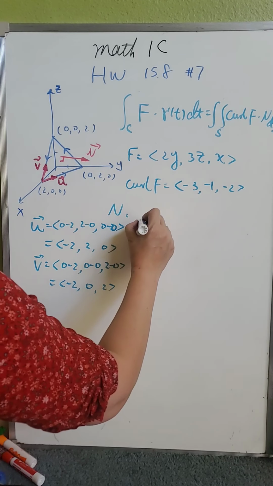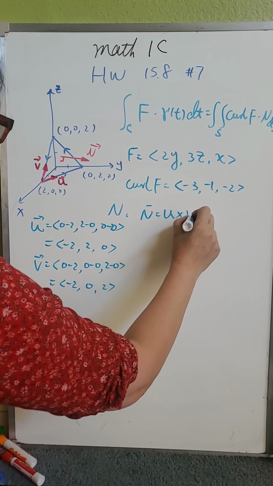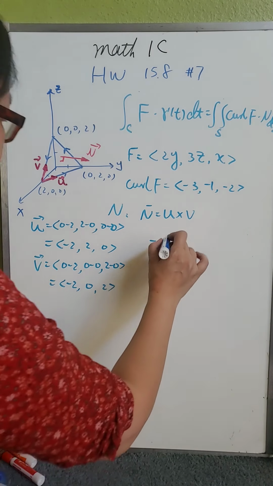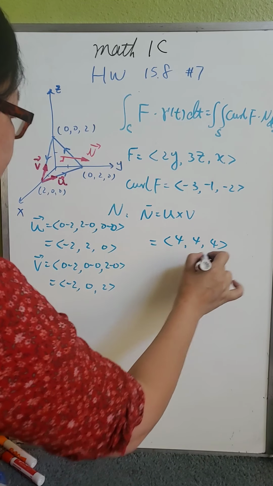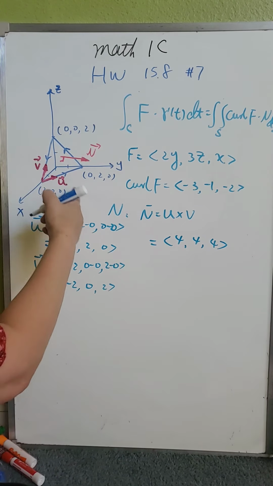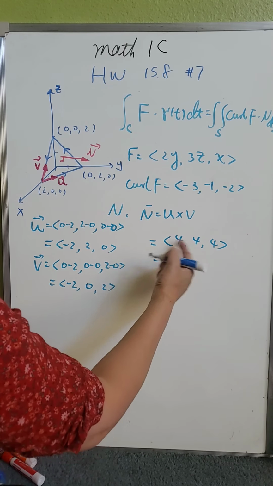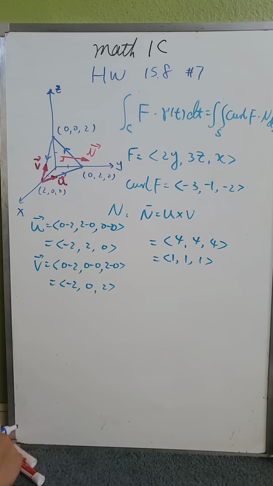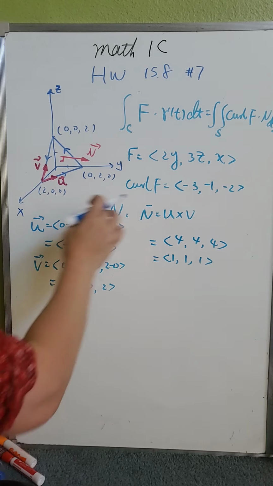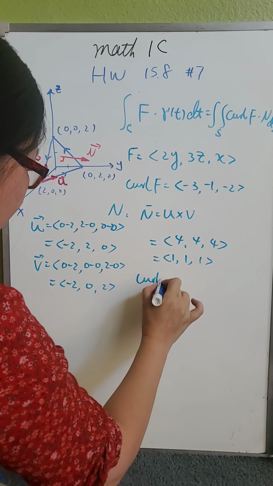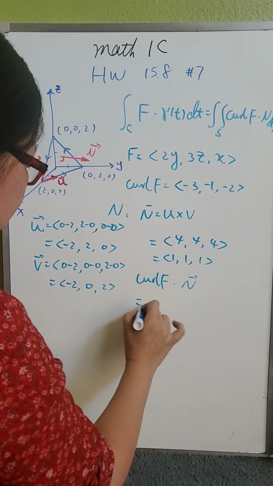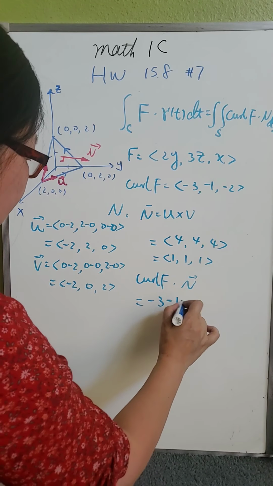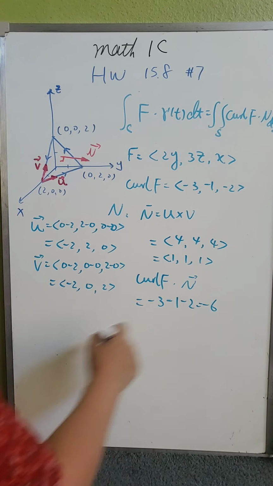Take the cross product of these, so n is equal to u cross v. You know how to do the cross product, so I'm not going to solve it for you. It comes to 4, 4, 4. But because this is a normal vector for a plane, we can take out the 4, so it becomes 1, 1, and 1. And the last thing is we dot them together. So curl F dot n is just equal to -3 plus -1 minus 2, which is -6. It's a constant. That's very nice.